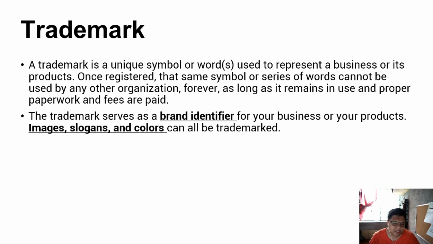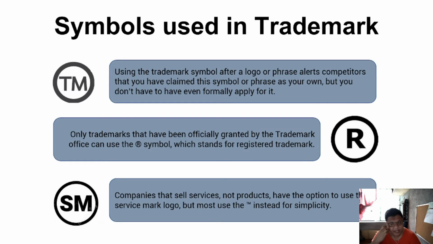We have three different symbols that we use in a trademark. The TM, using the trademark symbol after a logo or phrase, alerts competitors that you have claimed this symbol or phrase as your own, but you don't have to formally apply for it. The R, or the registered: only trademarks that have been officially granted by the trademark office can use the R symbol, which stands for registered trademark. And then the last one, the SM: companies that sell services, not products, have the option to use the service mark logo, but most use the TM instead for simplicity.